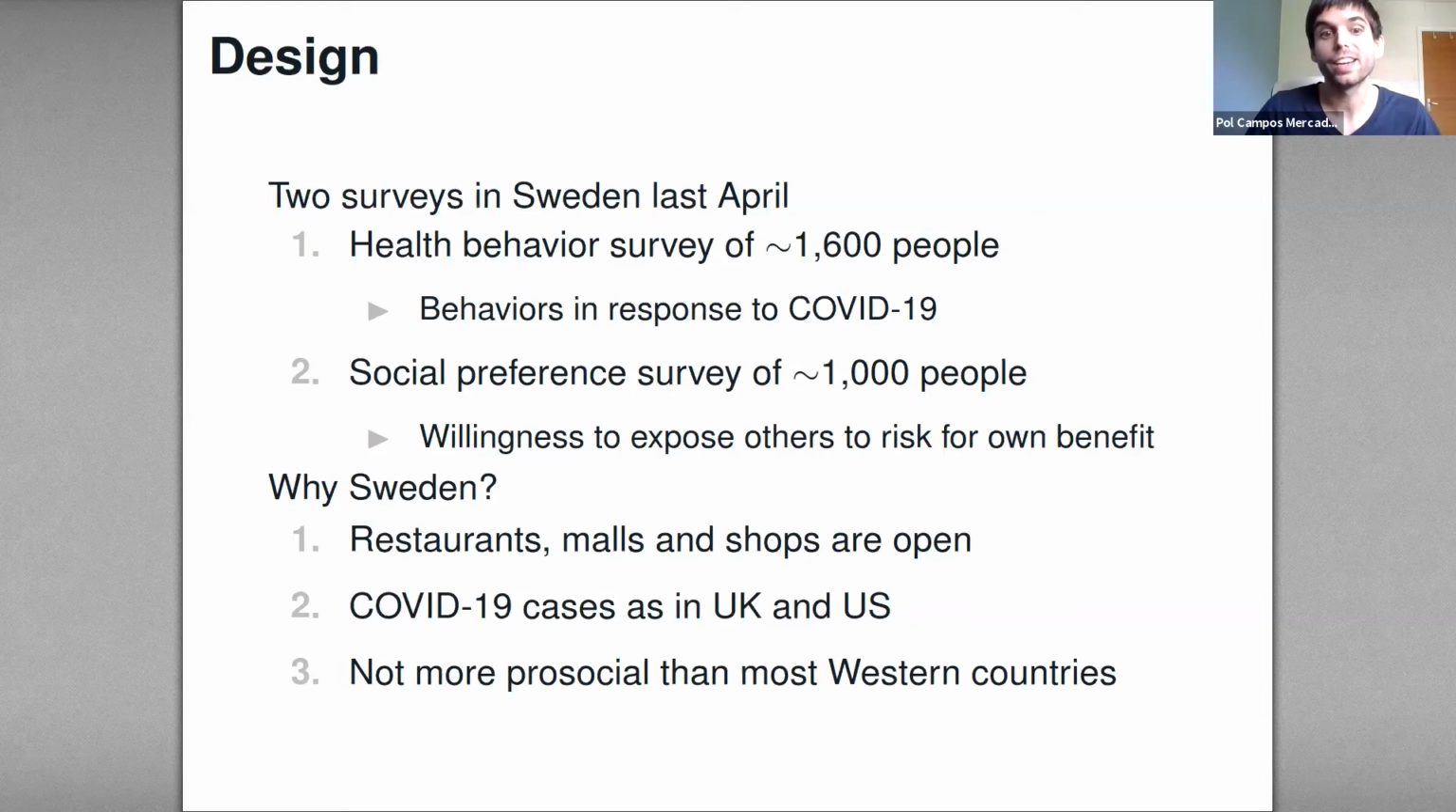And then, while most people think that Sweden is a very pro-social country, actually it is not an outlier in this sense. It is not more pro-social than most Western countries like the US, the UK, Germany, France, Spain. It is quite similar in terms of pro-sociality. So we have a situation in which people are more or less as pro-social, but we have a huge pandemic outbreak, and they have freedom to do basically anything they want.